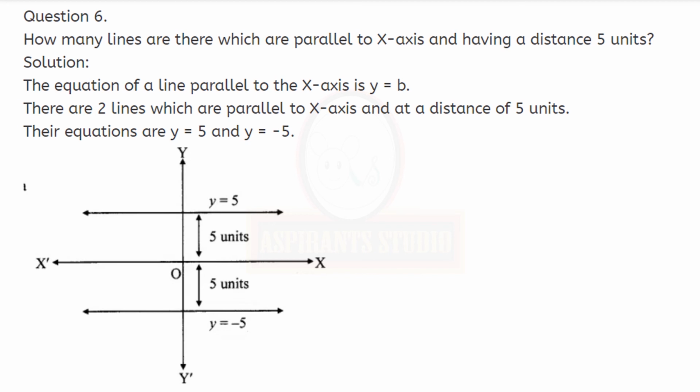Coming to question number 6. How many lines are there which are parallel to x-axis and having a distance 5 units? Draw the graph. Mark x, x dash, origin. This graph can be drawn as a rough graph because it is not asked to draw. Mark y-axis, y, y dash.